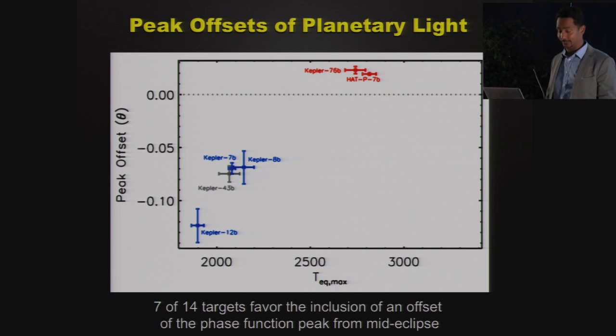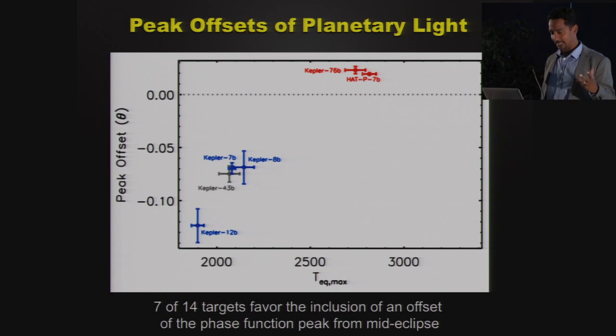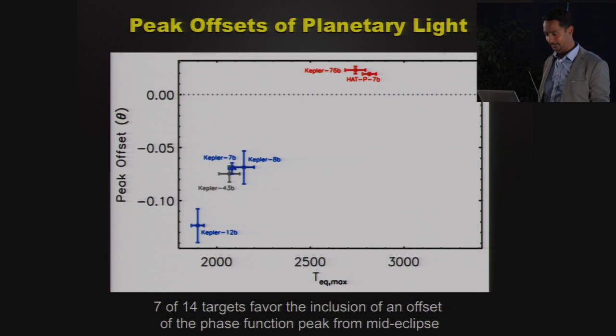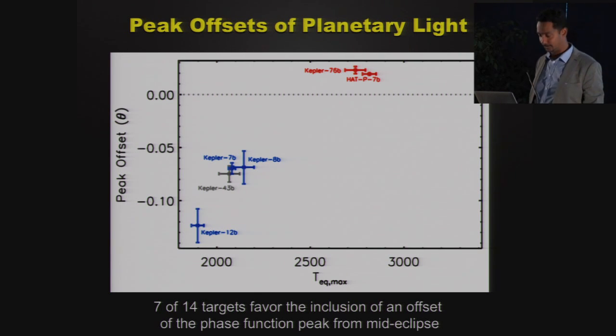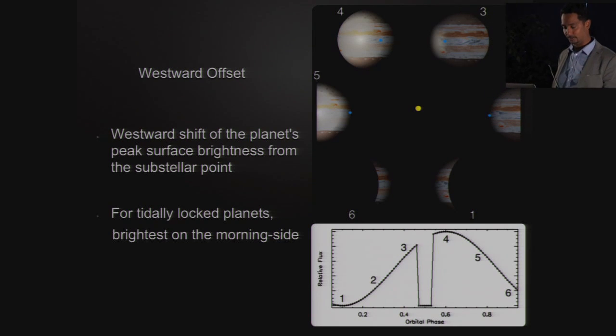And interestingly, or intriguingly at least, the 5 cooler planets at the bottom of the diagram there tend to show a westward shift, or shift to the morning side of the planet that's coming into your view. And the 2 hottest planets in the sample, with equilibrium temperatures greater than about 2500 Kelvin, show an eastward shift, so in the opposite direction, to the evening side of the planet. What could this mean? The westward shift, at least for a tidally locked planet, would imply that it's brightest on the morning side.